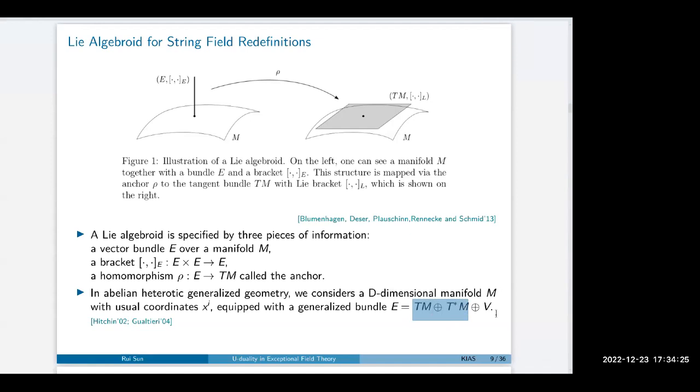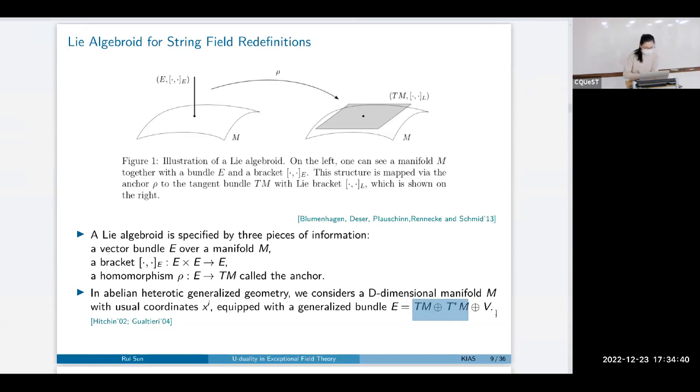So, what was your question? Okay, then let's ask in this way. If you include all higher towers of string modes, can you still expect the existence of an algebroid structure? Yeah, it's a good question.